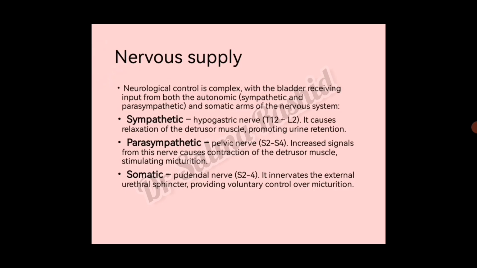Nervous supply. Neurological control is complex, with the bladder receiving input from both the autonomic, sympathetic and parasympathetic, and somatic arms of the nervous system. Sympathetic is through the hypogastric nerves. It causes relaxation of the detrusor muscle, promoting urine retention. While parasympathetic is through the pelvic nerve; increased signal from this nerve causes contraction of the detrusor muscle, stimulating micturition. And the third is somatic, through the pudendal nerve. It innervates the external urethral sphincter, providing voluntary control over micturition.